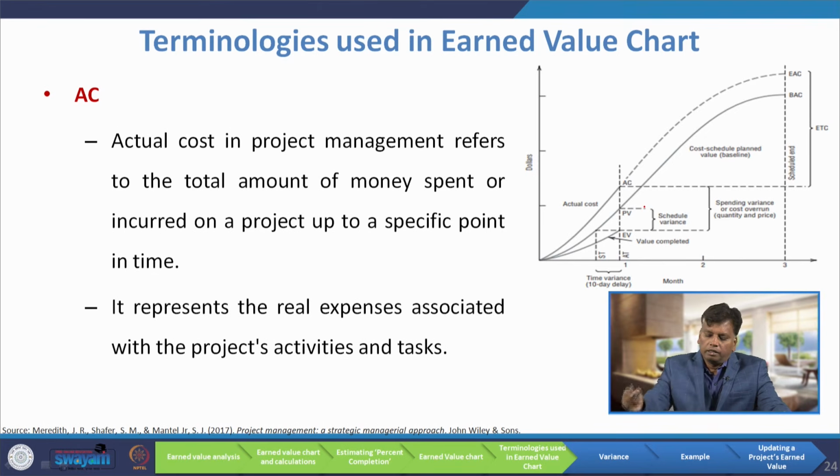The next element in this chart is actual cost, AC. Actual cost in project management refers to the total amount of money spent or incurred on a project up to a specific point in time. So, within the 10th day, this much cost was incurred. And this much amount of work is planned.